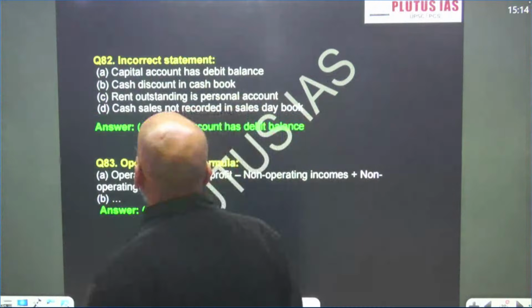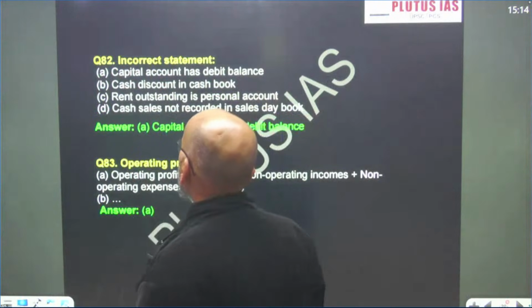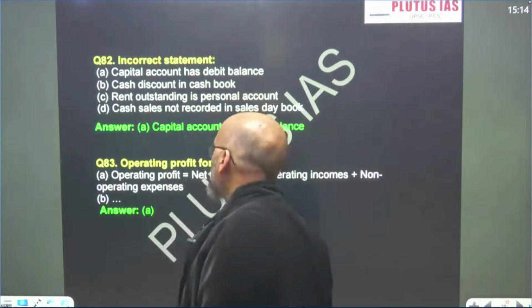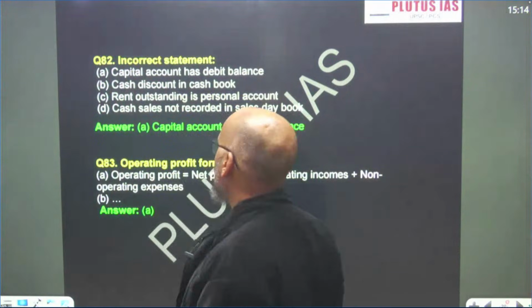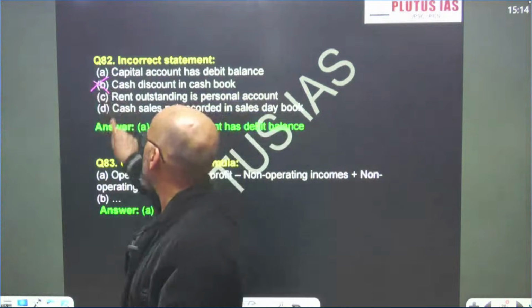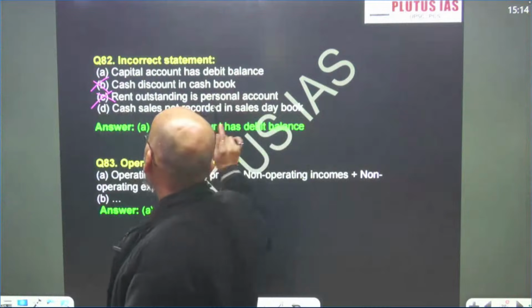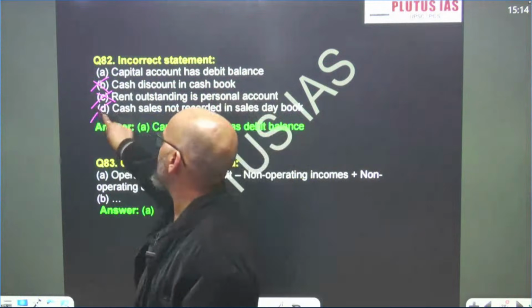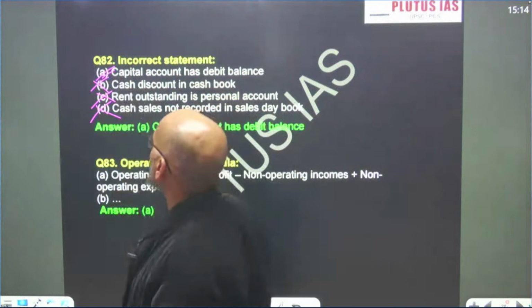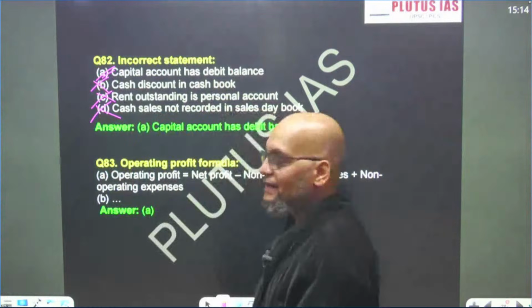82. Which one of the following is incorrect? Option A: capital account has debit balance. Option B: cash discount in a cash book. No, option B is incorrect. Rent outstanding is a personal account. No. Cash sales not recorded in sales. No. So option A is correct, that is, capital account has debit balance.